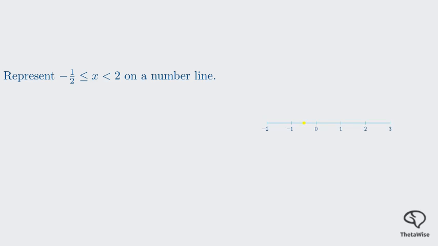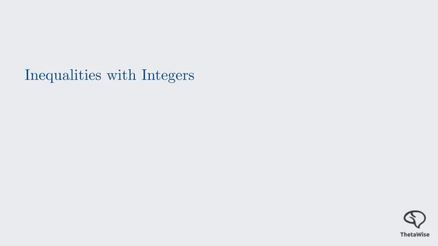The second part, x is less than 2, means 2 is not included. So, we draw an open circle at 2. Finally, we connect the filled circle at negative 1/2 to the open circle at 2, with a bold line. This segment represents all the real numbers that satisfy our compound inequality. We focused on inequalities for all real numbers.